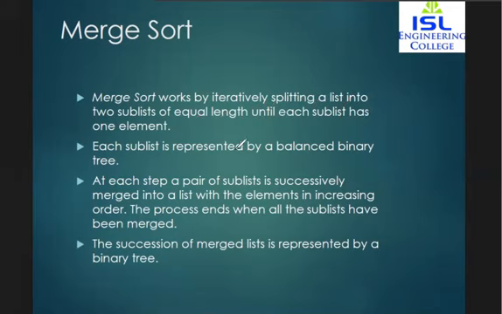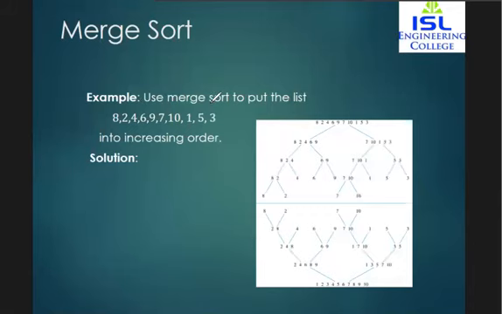Each sublist is represented by a balanced binary tree. At each step, a pair of sublists is successively merged into a list with the elements in increasing order, and the process ends when all the sublists have been merged. The succession of merged lists is represented by a binary tree. So use merge sort to put the list 8, 2, 4, 6, 9, 7, 10, 1, 5, 3 in increasing order.